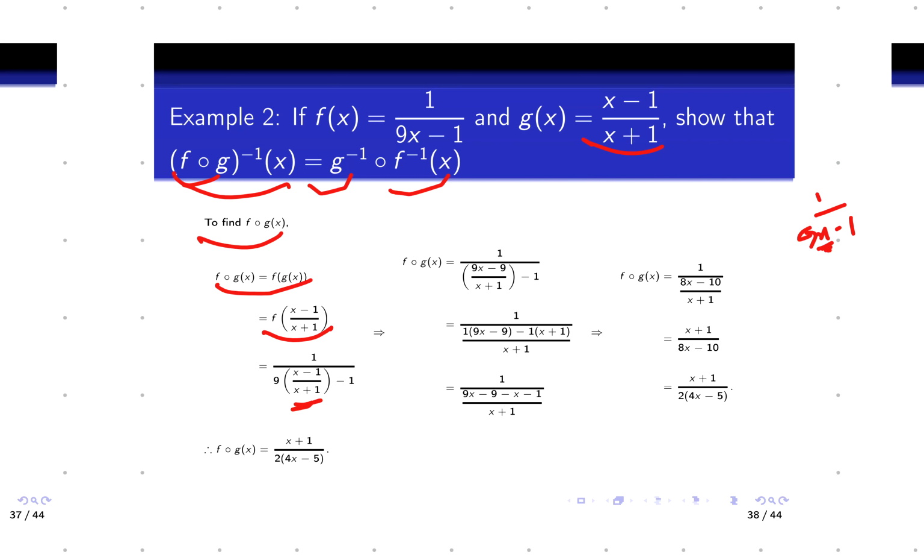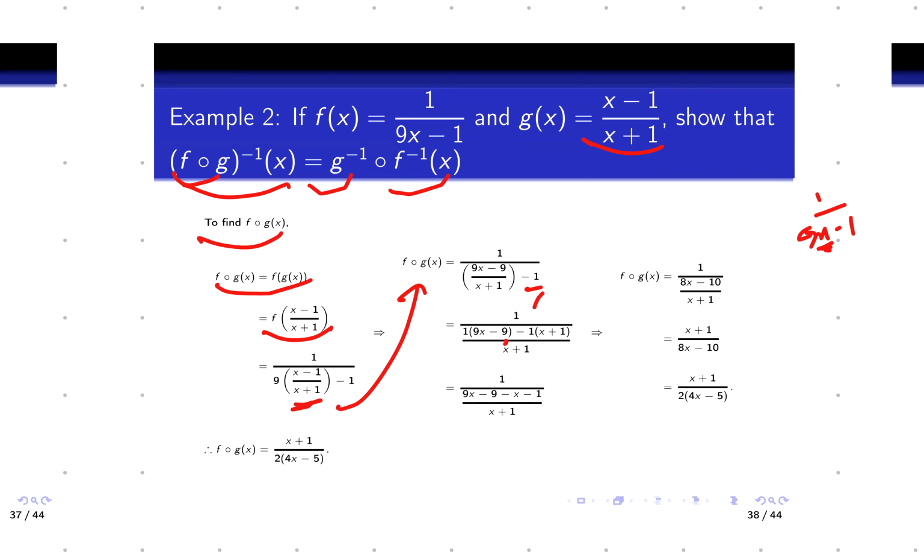And then we do some tidy maths. So you have 1 over the rest. So we can expand this. So you have 9x minus 9 over x plus 1 minus 1. So it's more like you have this over 1, and you take the LCM, x plus 1 and 1, that's x plus 1. X plus 1 in x plus 1, that's 1, times 9x minus 9. Then 1 in x plus 1, that's x plus 1. So that's why you have minus 1 into x plus 1. So we tidy that up.